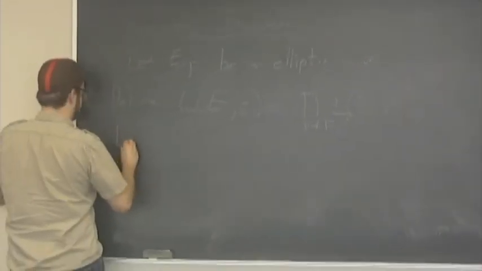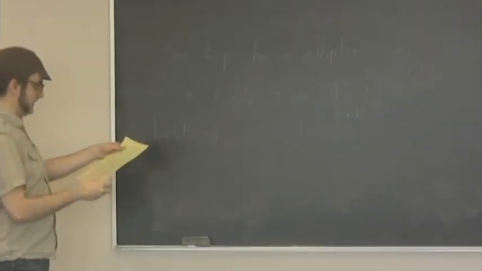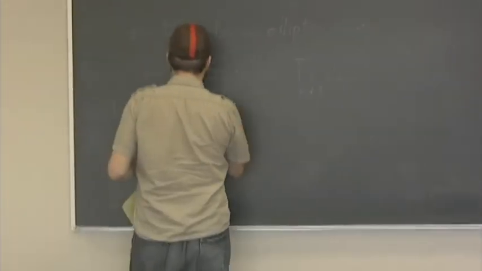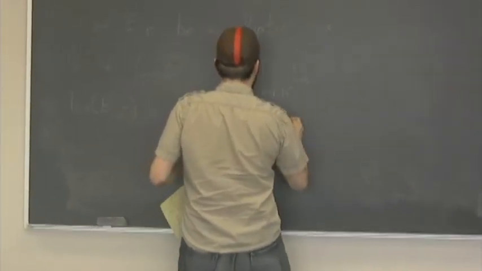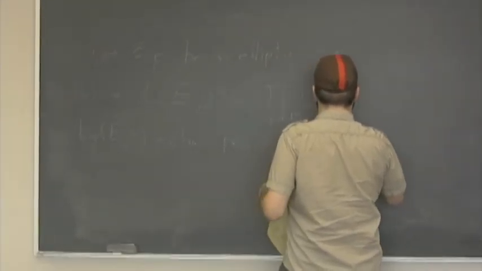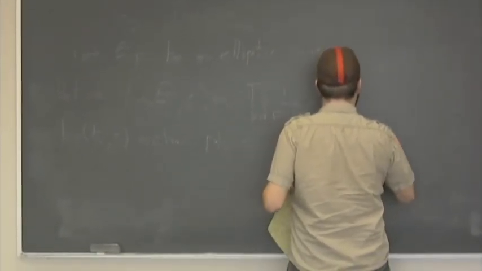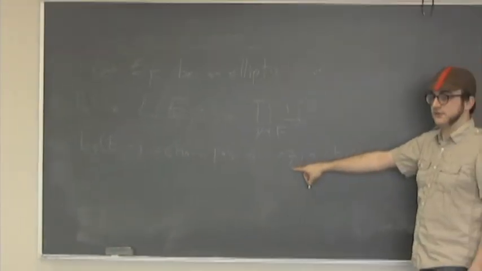So L_P of E, s will be the characteristic polynomial of a Frobenius at P. So this is some choice of Frobenius in the maximal unramified outside of P extension.